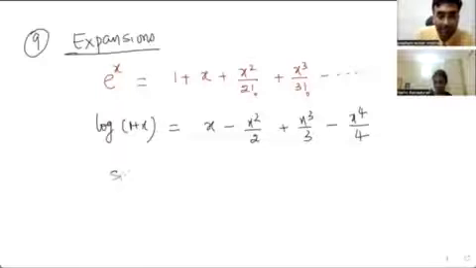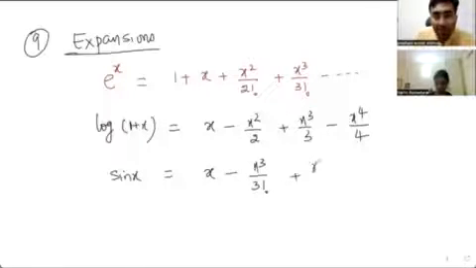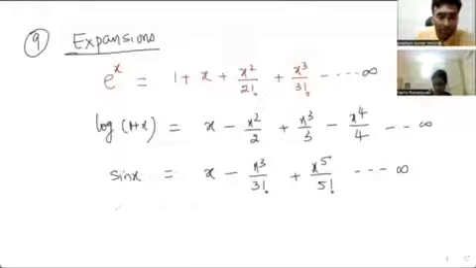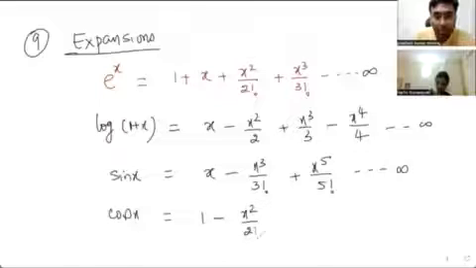Then the next one, sin x. The sin x expansion will be x minus x cubed by 3 factorial plus x to the power 5 by 5 factorial, going on to infinity. So sin x will have odd powers only, and the cos will have even powers: 1 minus x squared by factorial 2 plus x to the power 4 by factorial 4.